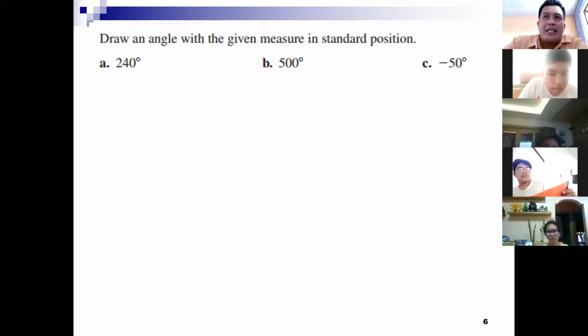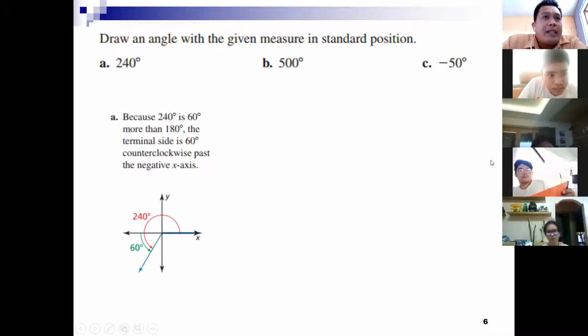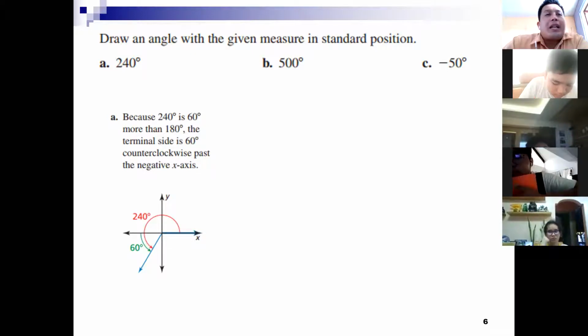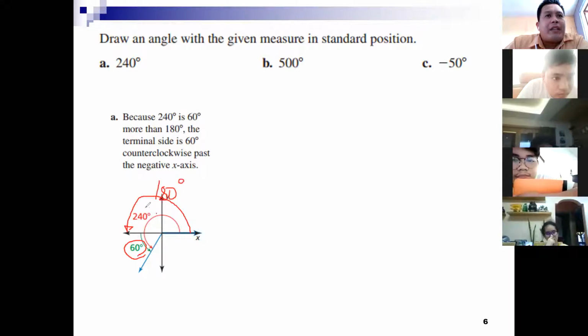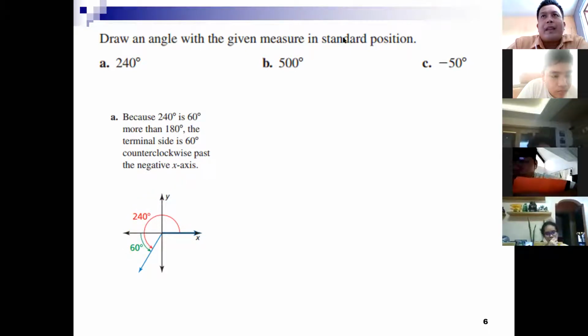To draw letter A, class, we have this as our angle. The red color pertains to your standard angle, just to specify the 60 degrees, because this angle here is 180 degrees. And if you add 180 to 60, it will end up with your standard angle, 240 degrees. The name of 60 degrees, by the way, class, is a reference angle.